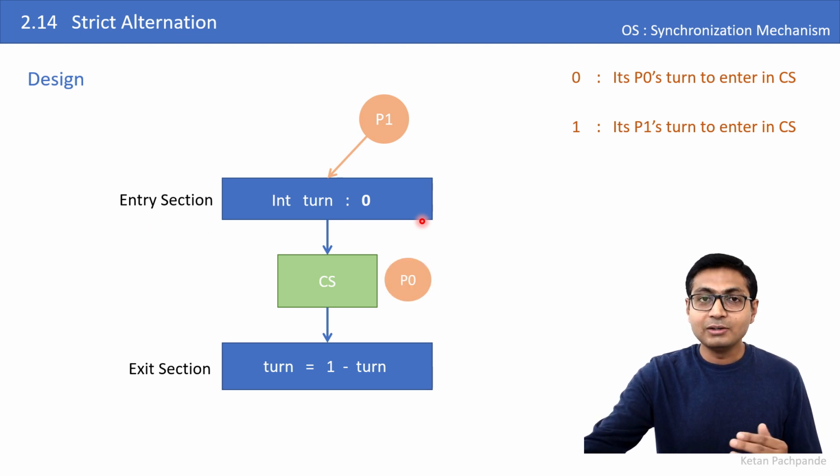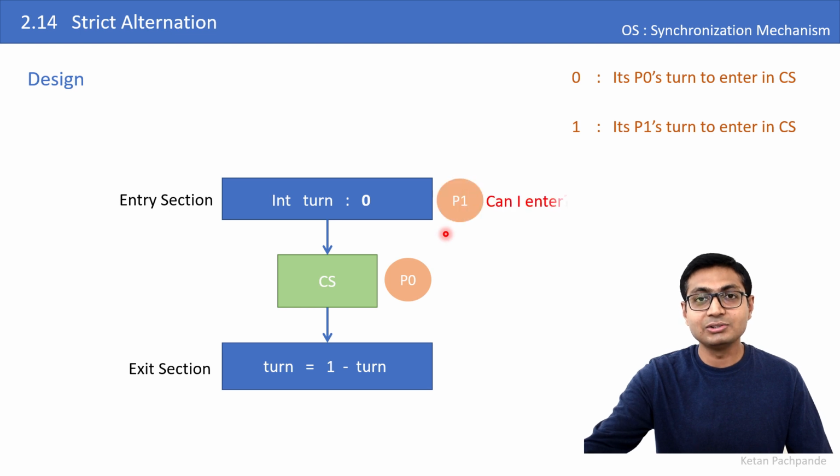While P0 enters into the critical section and it starts execution of the critical section, meanwhile, let's assume that the process P1 arrives and asks the entry section, can I enter into the critical section? In this case, the entry section will again check what is the current value of turn, which is 0, means it is not P1's turn. So the entry section will make the process P1 wait.